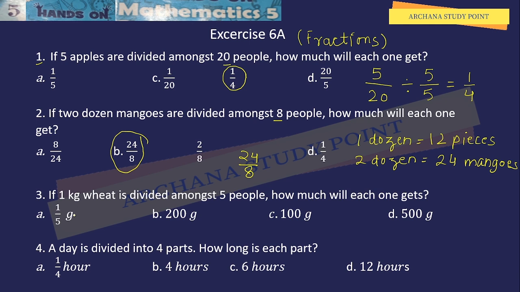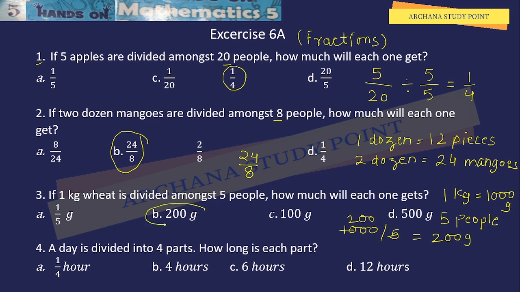Now let's go to the third question. If 1 kg wheat is divided amongst 5 people, how much will each one get? 1 kg has got how many grams? 1 kg is equal to 1000 grams. And we have to see, when we divide 1 kg among 5 people, how much will each one get? So for this, we will divide 1000 by 5. And the answer which we will get is: 5 twos are 10 and 00 will follow. So the answer is 200 grams, which is option B.